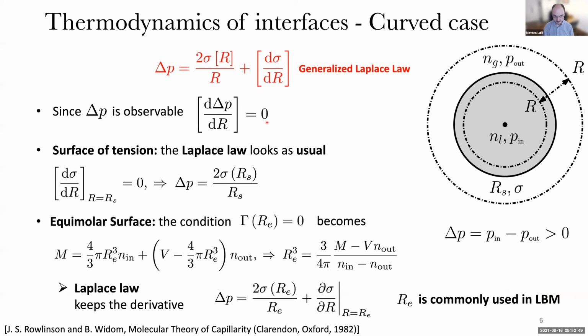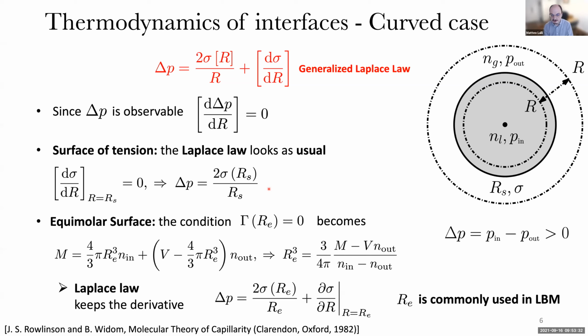This generalized Laplace law looks exactly like the usual one, plus the notional derivative of the surface tension. One point to keep in mind is that the delta pressure is an observable, so it cannot depend on the position of an arbitrary dividing surface. At the same time, this generalized Laplace law gives us a way to define the surface of tension, which is the position at which the notional derivative, d sigma over dr, vanishes. At this position, we recover the Laplace law in the same form.